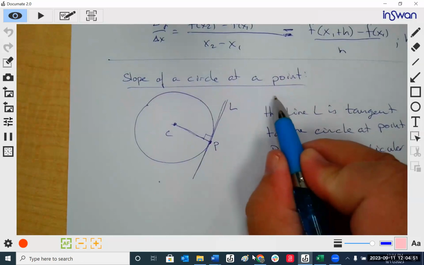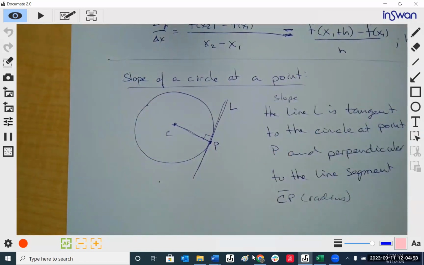So the slope of the line is the slope of the line tangent to the circle at a point P. And it has to be perpendicular to the radius. Why is perpendicular to the radius important? Aren't all tangent point lines perpendicular to the radius? It's important that it's perpendicular to the radius, because if it wasn't, then it would be intersecting another point. Exactly. If it wasn't perpendicular, it wouldn't be a tangent line.